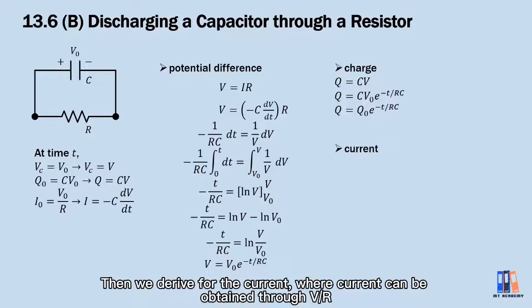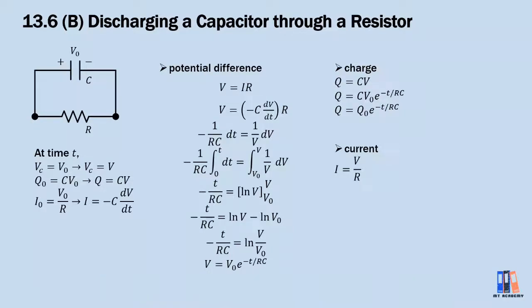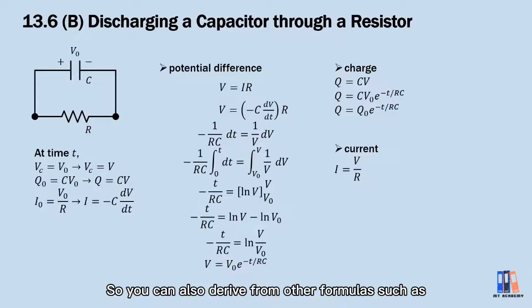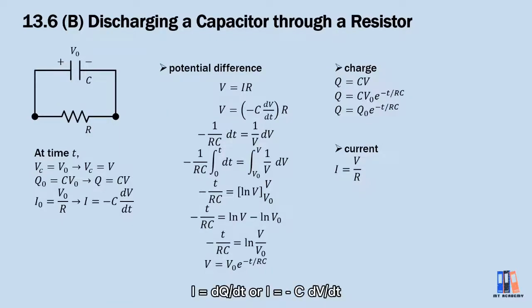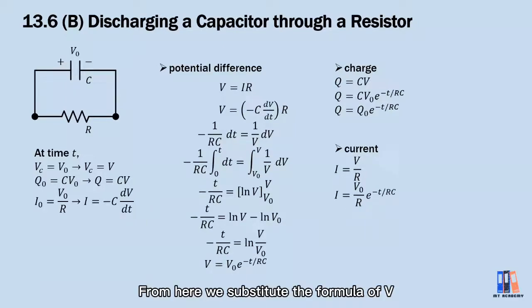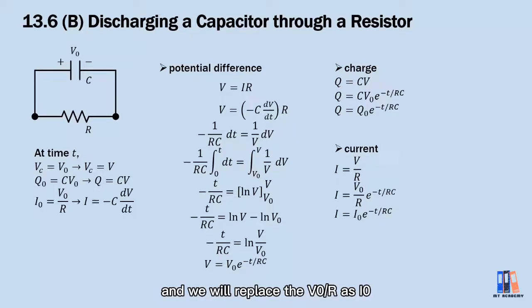Then we derive for the current, where current can be obtained through V divided by R. You can also derive from other formulas such as I equal to dQ/dt or negative C dV/dt. From here, we substitute the formula of V, and we replace V naught over R with I naught, where I naught is the initial current in the circuit.